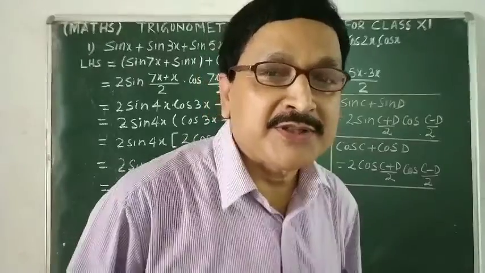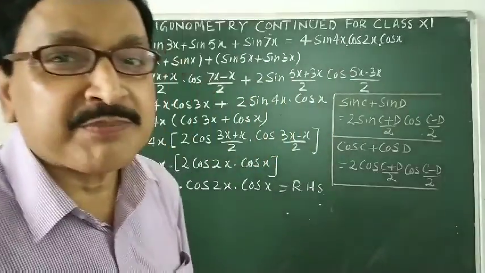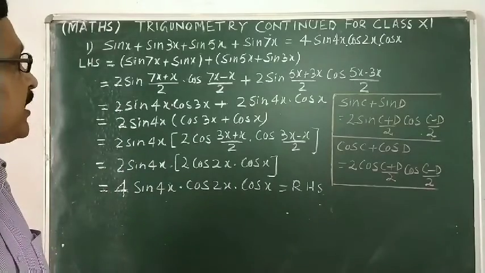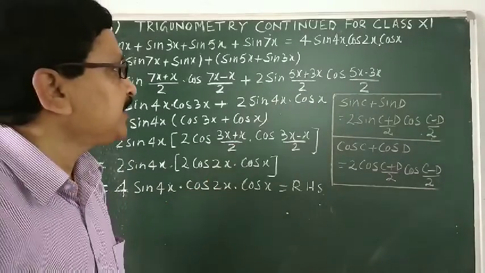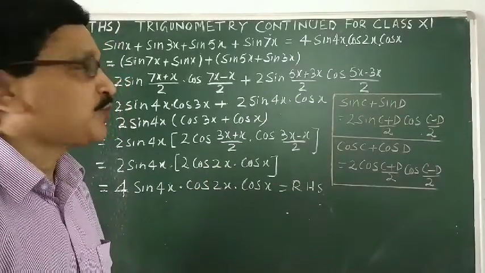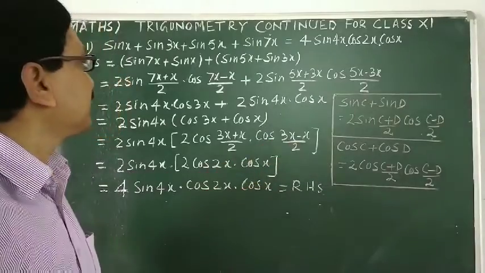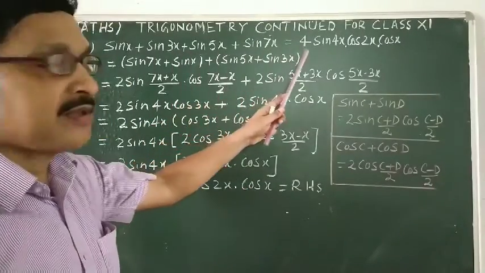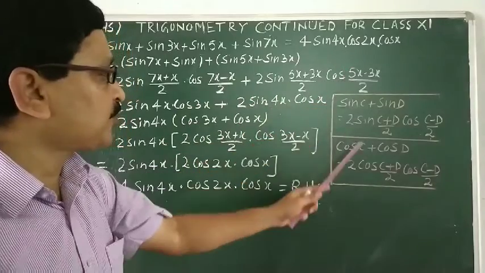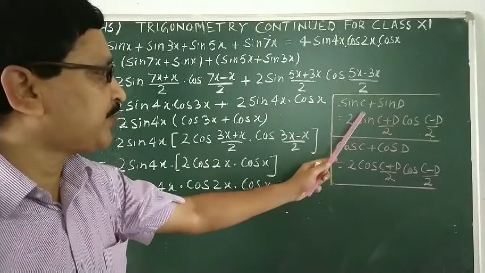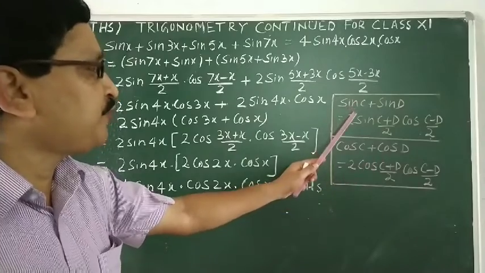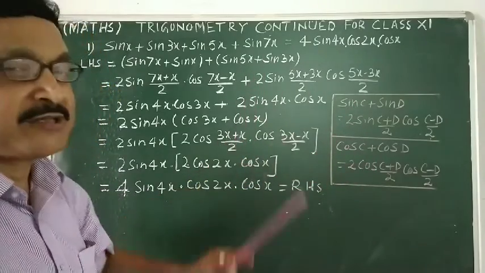This is the general study of trigonometry. So this is the first problem of the day. Sin x plus sin 3x plus sin 5x plus sin 7x is equal to 4 sin 3x cos 2x into cos x. In the left side, the sum is available, but in the right side, the product is available. So I am going to use two formulas, sin C plus sin D and cos C plus cos D. Sometimes these two formulas will answer the question successfully.